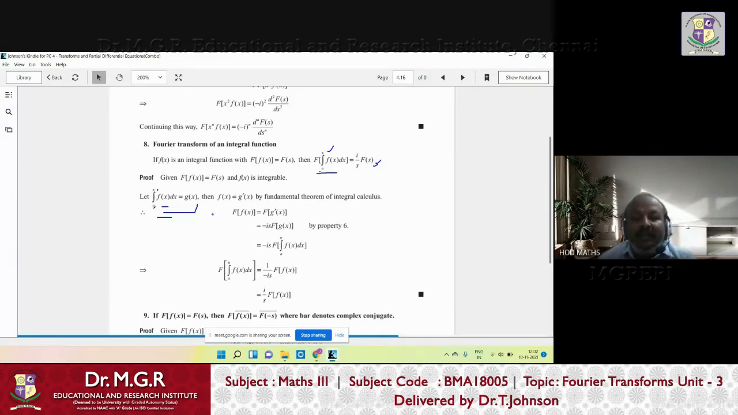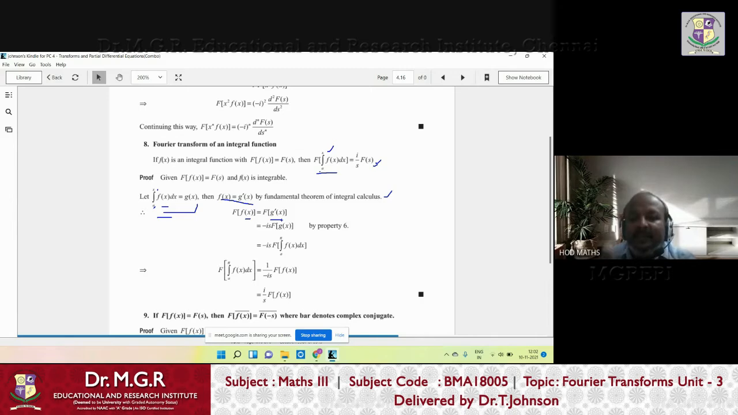Now they use the ordinary fundamental theorem of calculus. So if the integral of f is g of x, then f of x equals g dash of x. This we already know, right? The integral of sin is cos, and then the differentiation of cos gives that minus sign. So if you integrate f you get g, then if you differentiate g you get f. That is the basic fundamental theorem of integral calculus, right? This proof is not needed, you just understand it. So in place of f of x, we can write g dash of x.